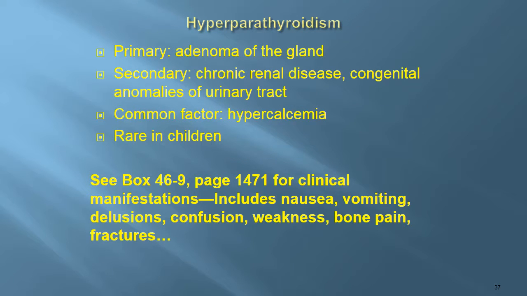Now let's discuss hyperparathyroidism. Primary hyperparathyroidism may be due to an adenoma of the gland. The secondary form may be due to chronic renal disease or congenital anomalies of the urinary tract. A common factor is hypercalcemia. This condition is rare in children. Refer to Box 46-9 on page 1471 for clinical manifestations such as nausea, vomiting, delusions, confusion, weakness, bone pain, and fractures.